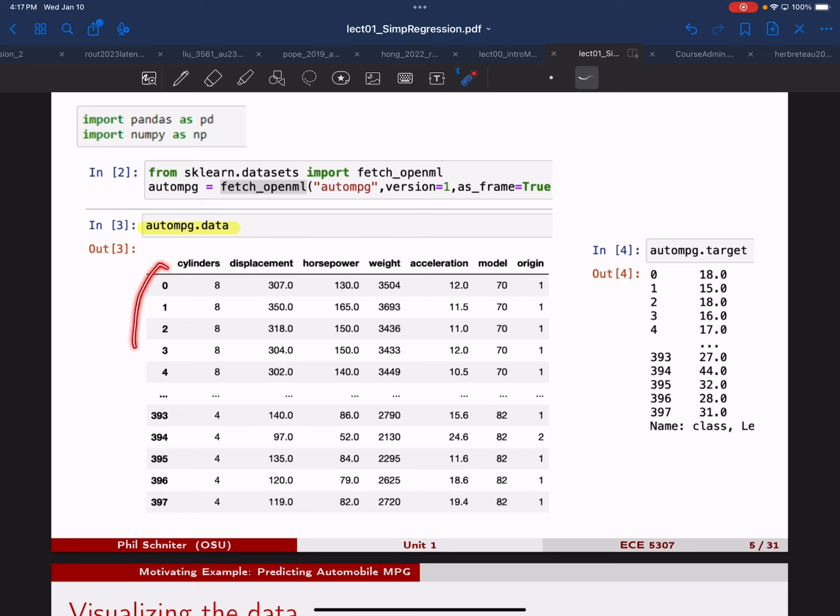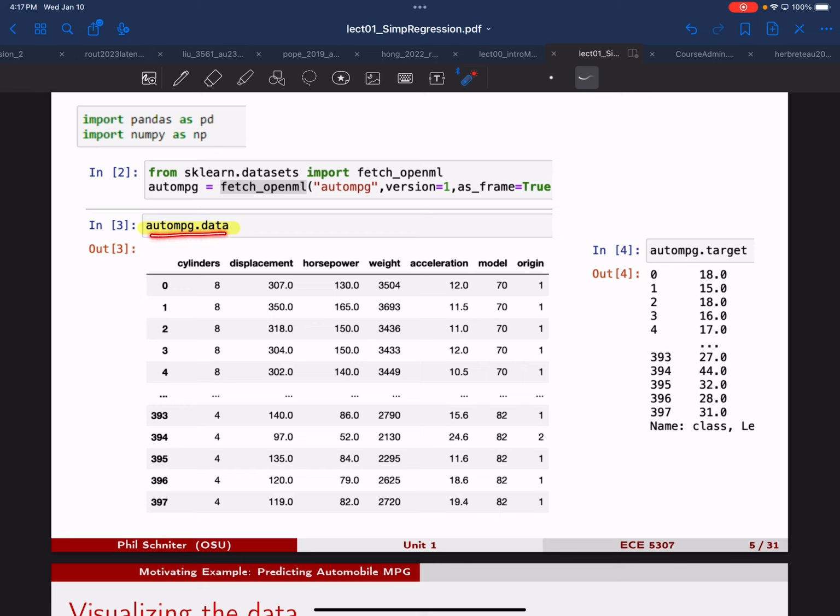And here you can see it's showing the first 5 samples and the last 5 samples. And you can see there's a total of 398. So one thing about Python is Python always starts counting from 0, unlike MATLAB, which starts counting from 1. So here we start with 0.